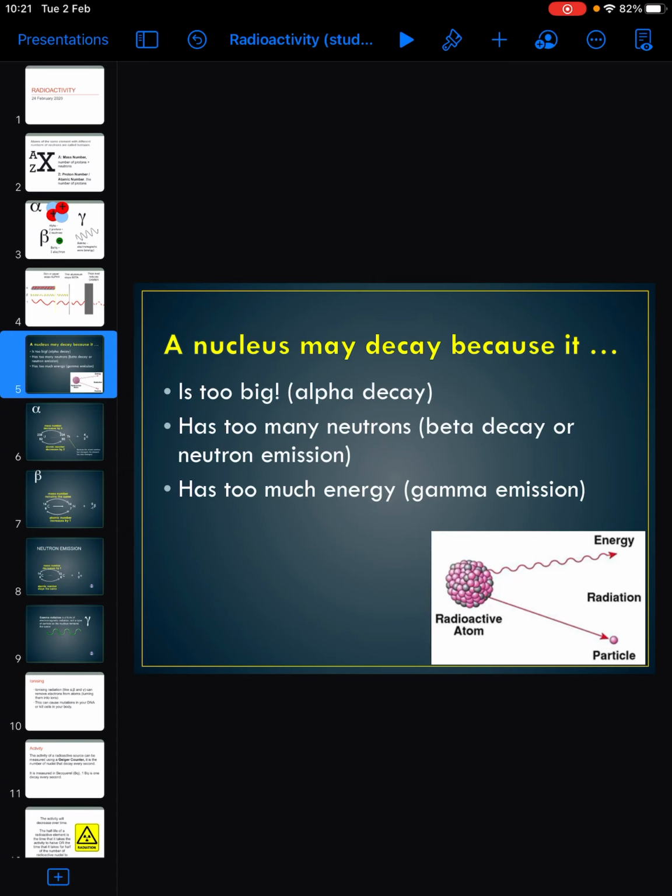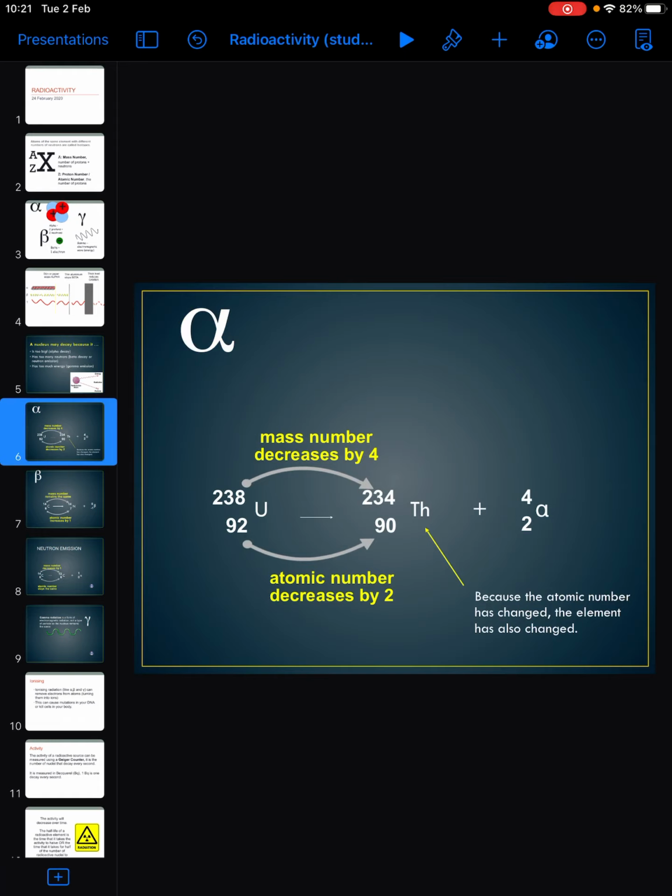So this is what we're going through now. Alpha. If a nucleus gives out an alpha particle, the mass number will decrease by 4, the atomic number will decrease by 2. Please notice, because the atomic number has changed, that means the number of protons has changed, and elements are defined by their number of protons. So the moment you change the number of protons, you need to change the element symbol as well. So here, uranium's turned to thorium, because it's now got 90 protons.